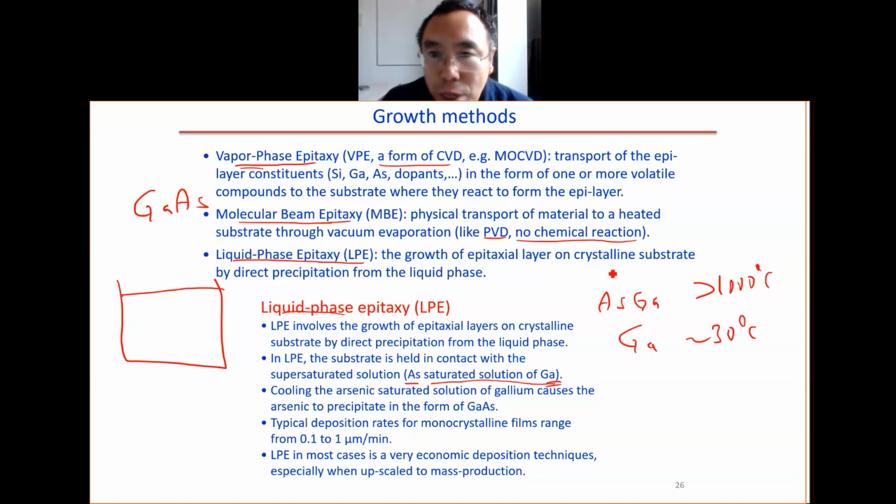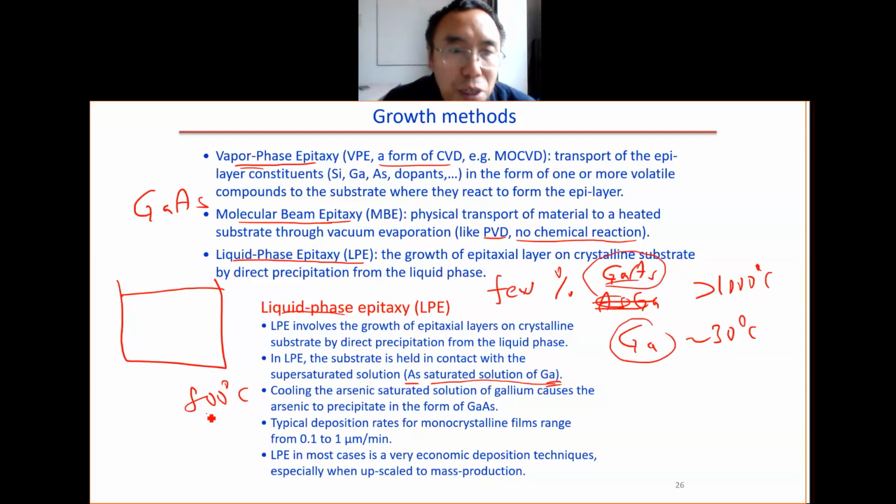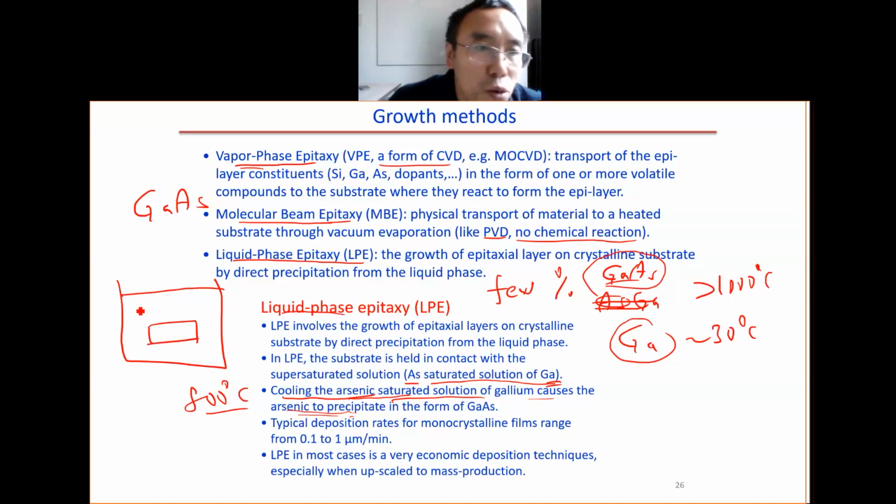Normally, we write gallium arsenide, not arsenide gallium. At about 800 degrees, a few percent of gallium arsenide can be soluble in the gallium. Then we cool down the temperature. Cooling the arsenic saturated solution of gallium causes the arsenic to precipitate in the form of gallium arsenide. If we have the wafer here and you cool down, then the arsenide will come to the wafer.